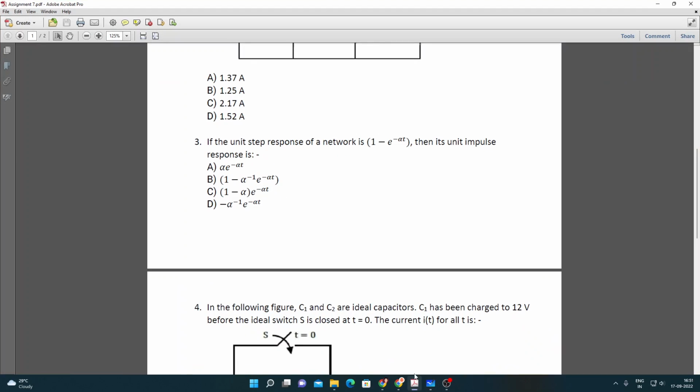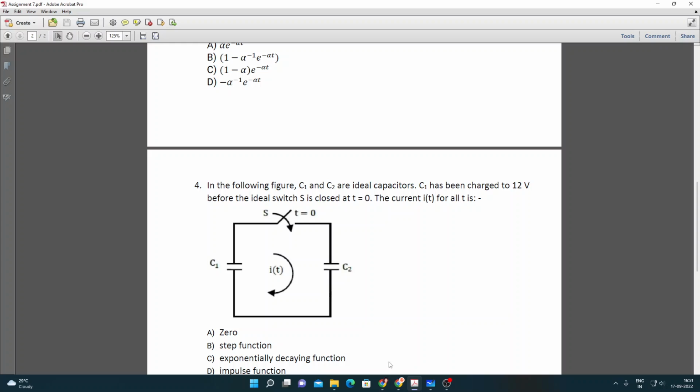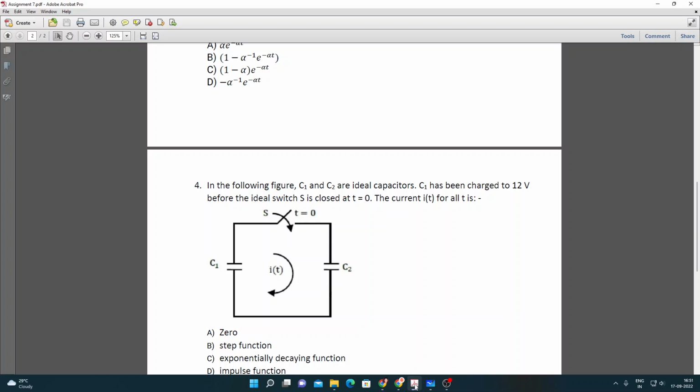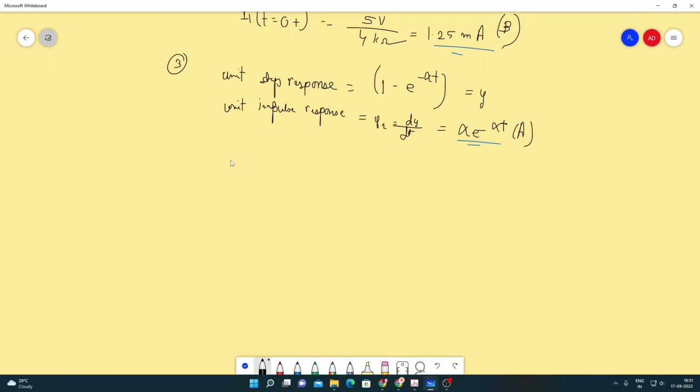Let's do the next problem. So it is asked that in the following figure, C1 and C2 are ideal capacitors. C1 has been charged to 12 volts before the ideal switch S is closed at t equals 0. The current IT for all t is. Let's find out. So C1 is initially charged to 12 volts and C2 is uncharged. So when the switch is closed, the circuit becomes such.